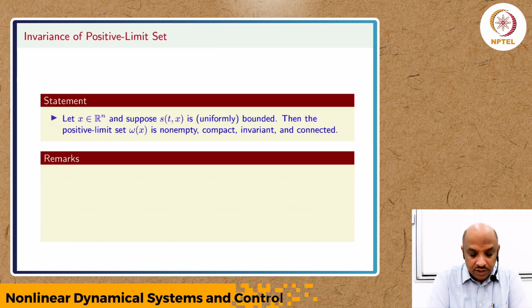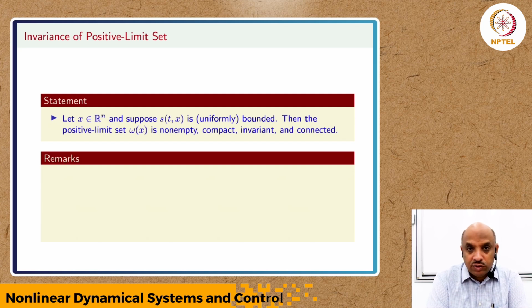So then what we can say is, if it happens to be uniformly bounded, then the positive limit set, or the omega limit set omega x, is first non-empty. That means you do have at least one point in that omega limit set. It's going to be compact, that means closed and bounded in standard real spaces. Then it's going to be connected. We will understand what that means, and then finally invariant, right? So let's try to dissect each one of these statements, right?